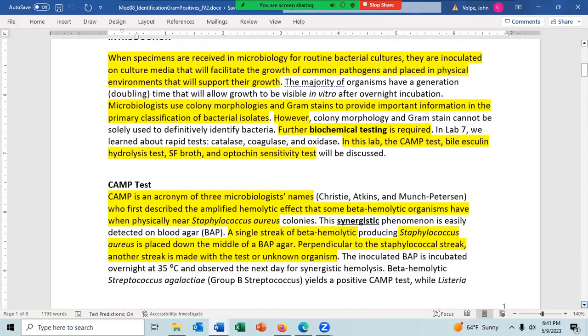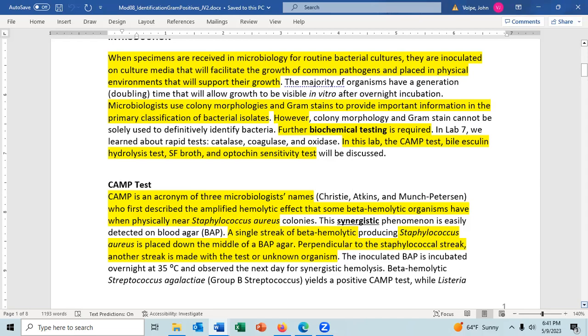So when a specimen is received by the microbiology lab for routine culture, the culture is inoculated on a culture media that will facilitate the growth of common pathogens and are placed in physical environments that will support their growth, meaning they're placed in an incubator.